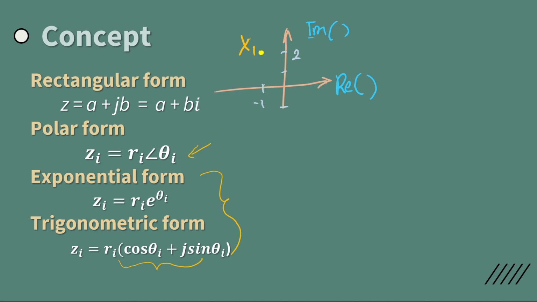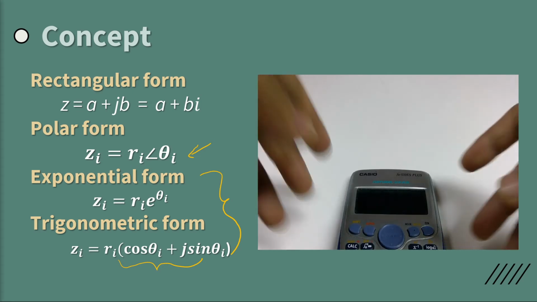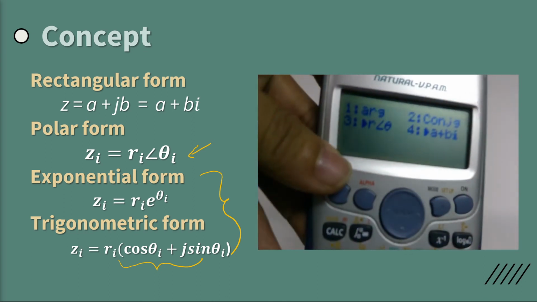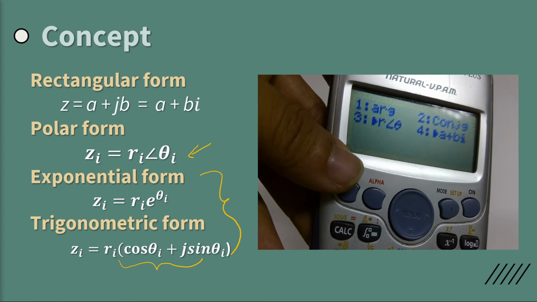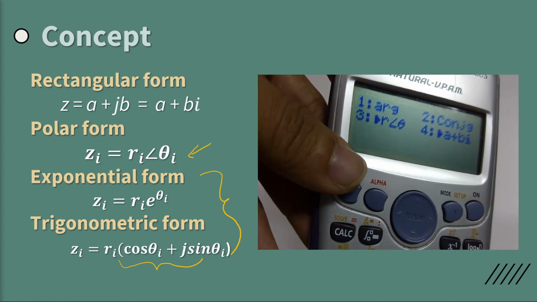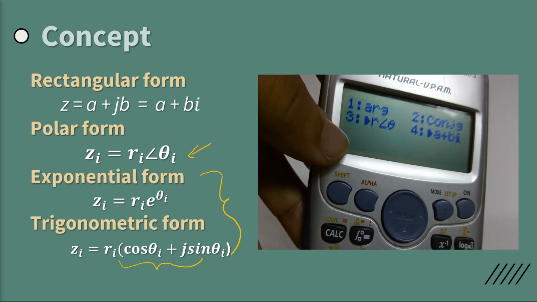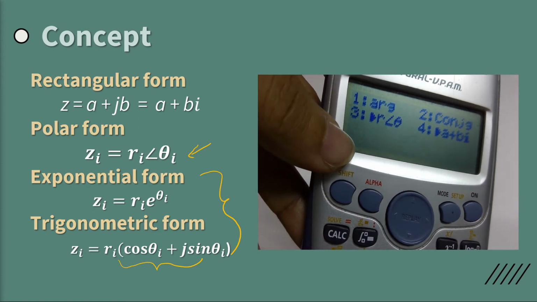If you encounter a problem in this form, you cannot use your calculator. If you can remember your calculator, so you have here your calculator. If you shift complex, you can see that there's no exponent. There's only the argument, which is the angle, the conjugate of the complex number, and then you have the conversion to polar form, number 3, and number 4, conversion to rectangular form. You notice we don't have exponential and trigonometric form.